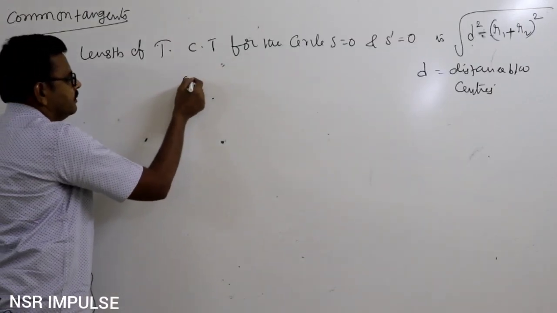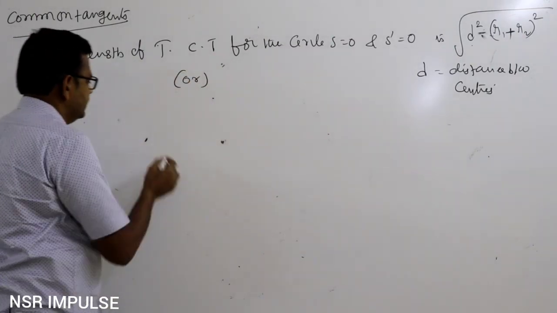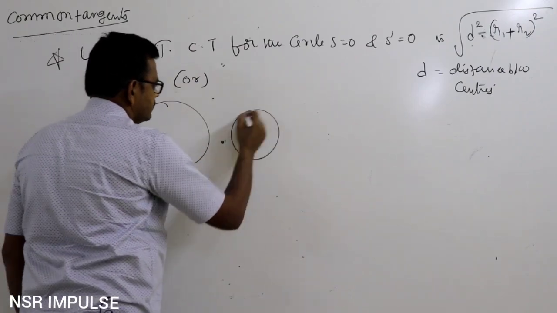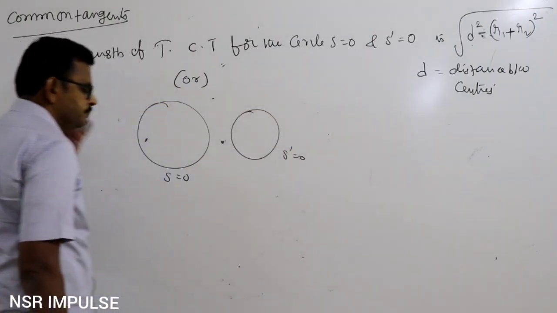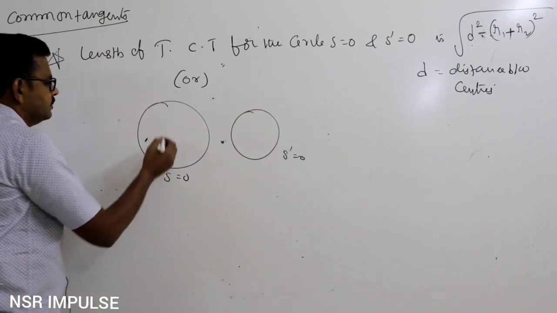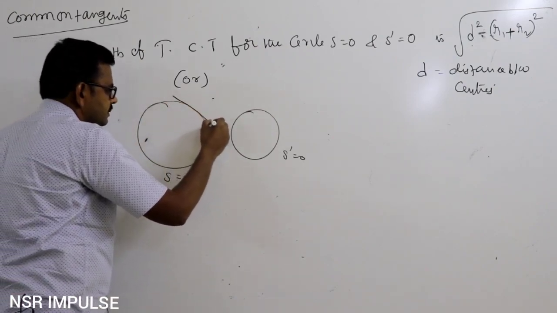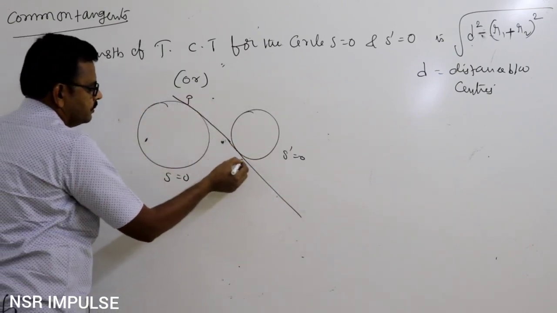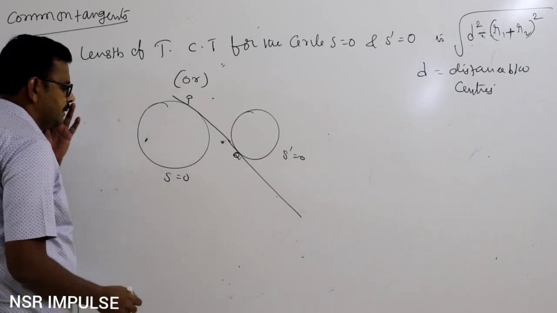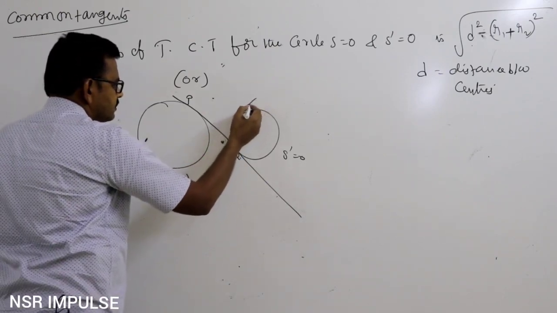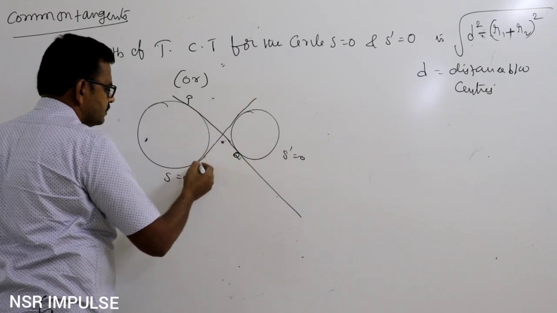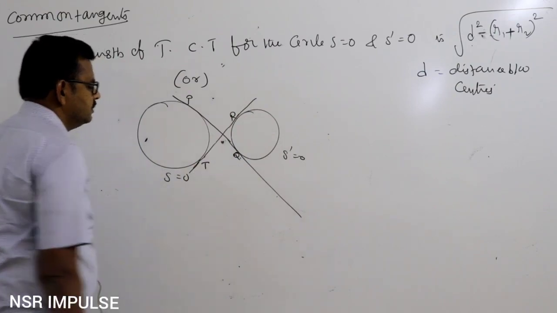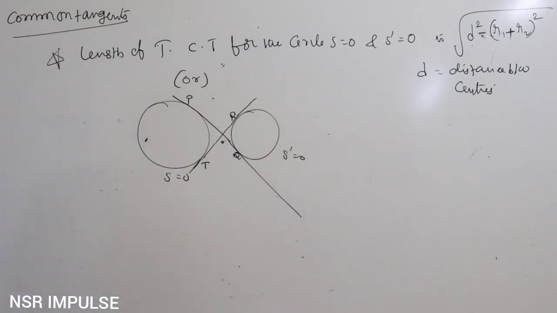Another method to find the length of the transverse common tangent. S equal to 0 is a circle, S dash equal to 0 is another circle. This is the common tangent PQ. PQ is the length of the transverse common tangent. So this point, let it be some T, and this is R. This is also the length of the transverse common tangent.